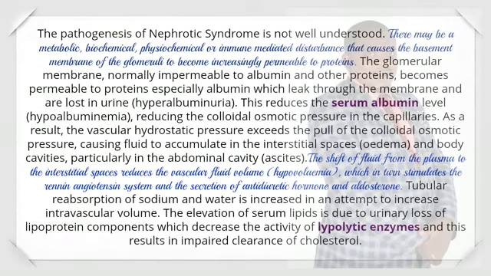This reduces the serum albumin level, hypoalbuminemia, reducing the colloidal osmotic pressure in the capillaries. As a result, the vascular hydrostatic pressure exceeds the pull of the colloidal osmotic pressure, causing fluid to accumulate in the interstitial spaces, edema, and body cavities, particularly in the abdominal cavity. Ascites. The shift of fluid from the plasma to the interstitial spaces reduces the vascular fluid volume, hypovolemia, which in turn stimulates the renin-angiotensin system and the secretion of antidiuretic hormone and aldosterone. Tubular reabsorption of sodium and water is increased in an attempt to increase intravascular volume. The elevation of serum lipids is due to urinary loss of lipoprotein components which decrease the activity of lipolytic enzymes, and this results in impaired clearance of cholesterol.